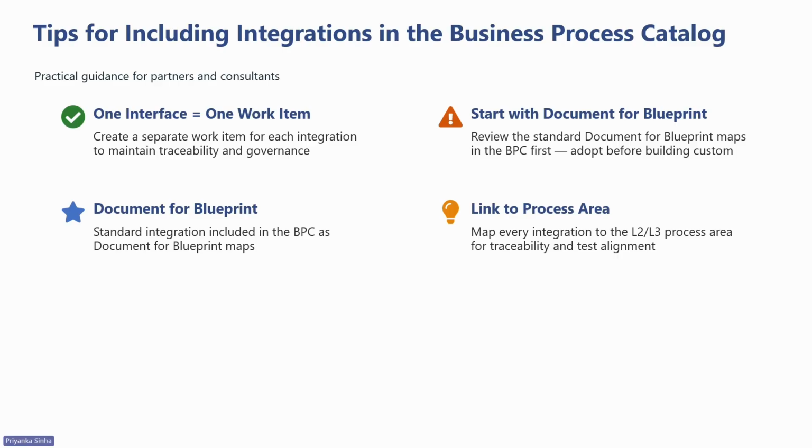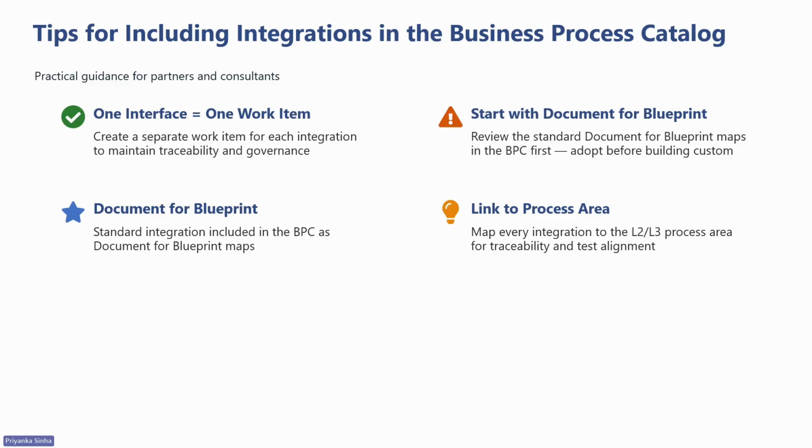So here, a few of the tips. One interface equals one work item, as we have already mentioned, but it is the most common mistake we see. Teams create one work item called, for example, SAP integration and dump everything in. Do not do that. Each interface gets its own work item for traceability, testability, and reviewability.